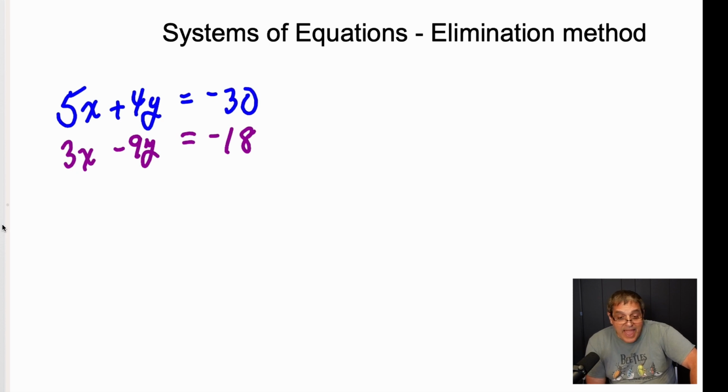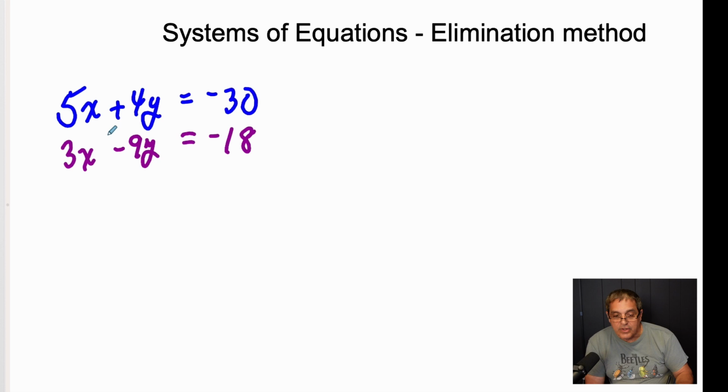Okay? As a matter of fact, if I multiply the top one by anything or the bottom one by anything, I'm still not going to eliminate any one of the variables. But I look at this and I say, that 5x I could turn into a positive 15x, and that 3x I could turn into a negative 15x. In other words, I'm looking for the least common multiple of a 5 and 3.